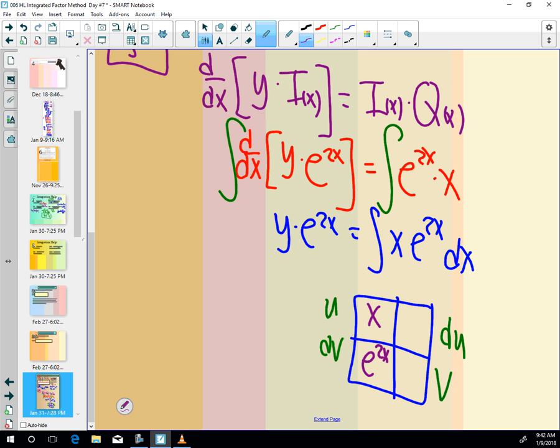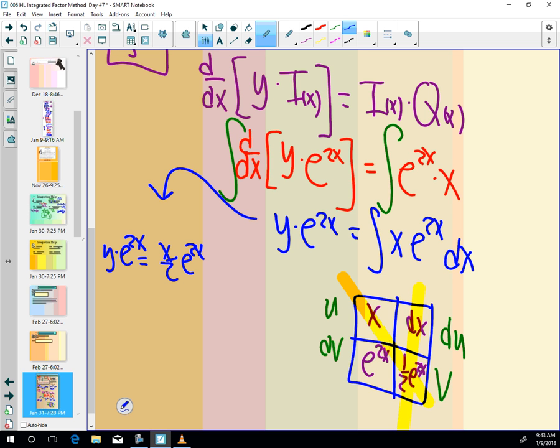The integral, not the derivative, the integral of e to the 2x is 1/2 e to the 2x, but the derivative of x is dx. Crazy x marks the spot. And you're going to get y times e to the 2x equal to x over 2 e to the 2x, minus the integral of 1/2 e to the 2x dx.